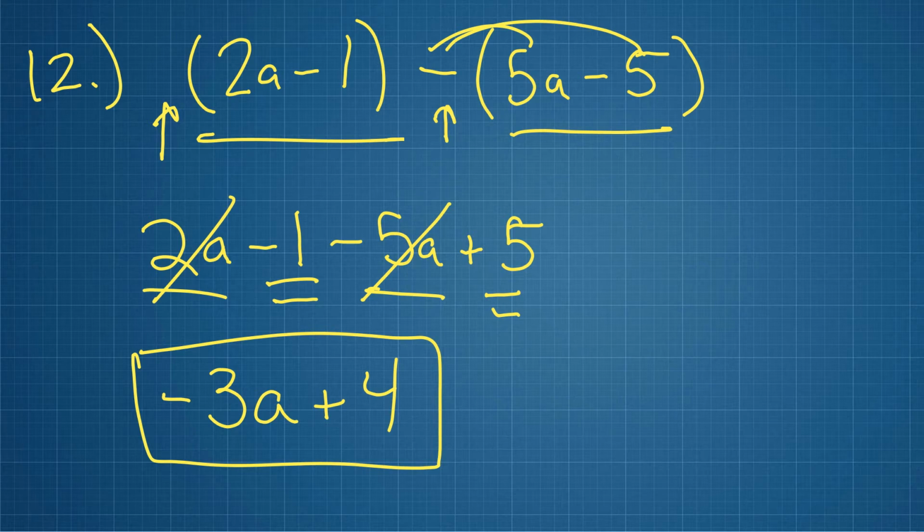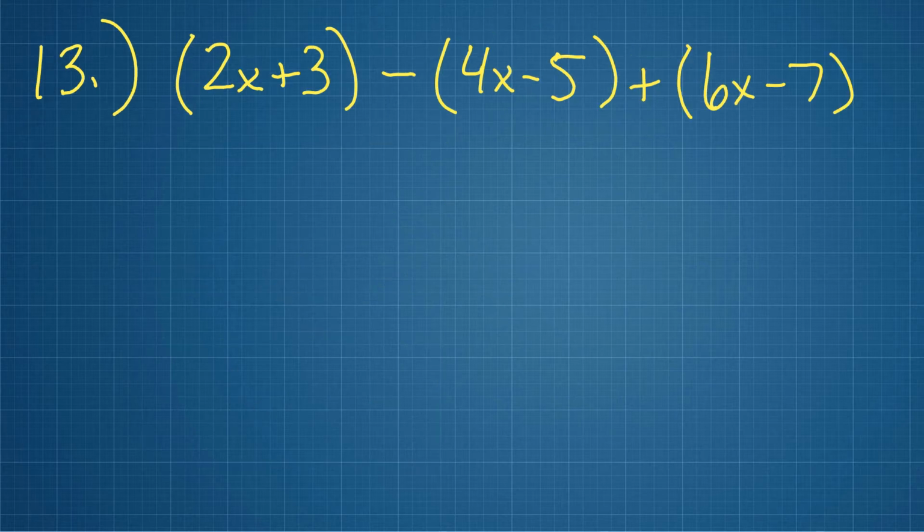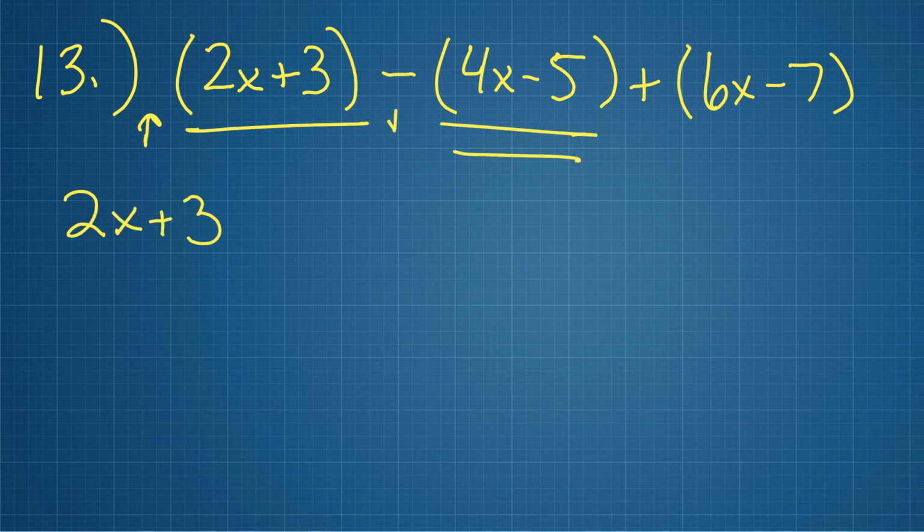Alright, that's it. Final answer. 13, exact same concept, we just have 3 sets. So I look in front of the first parenthesis. Nothing there, so nothing changes. I look in front of the second set. Negative sign, which means I change both of it. I have a positive 4, so that's why it's negative 4x. I have a negative 5, which makes a positive 5.